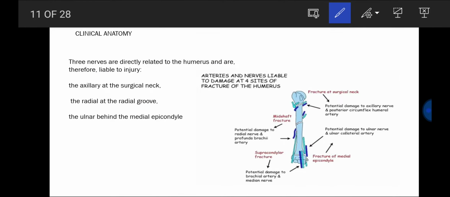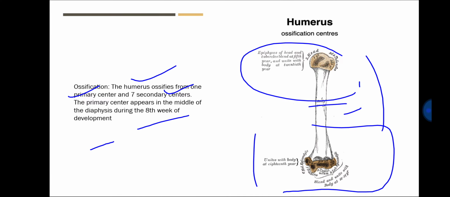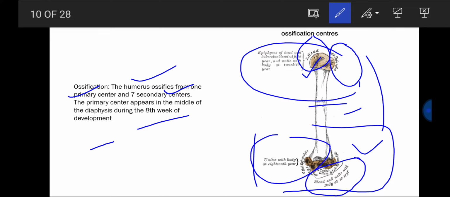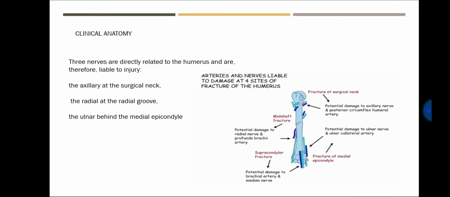This question may arise because the ossification part is the most important part. So you should read out when each center ossifies: the head at 1 year, the tubercles at 3 to 4 years. Define all these, and make this type of diagram, and it will give you more marks.